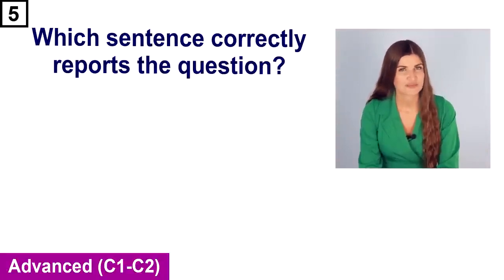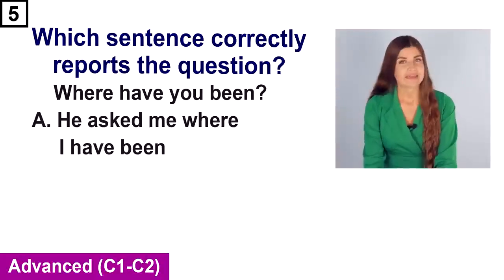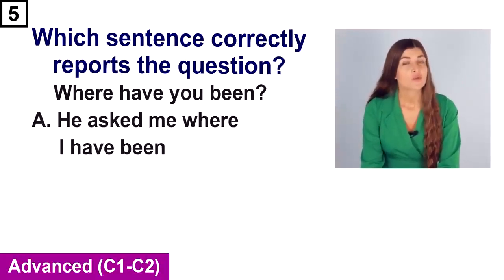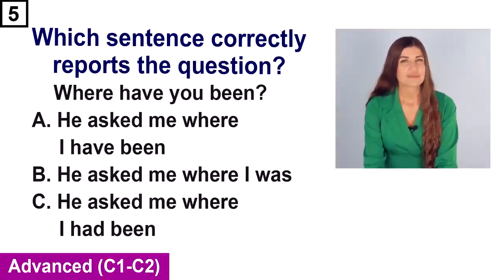The next question. Which sentence correctly reports the question? Where have you been? A. He asked me where I have been. B. He asked me where I was. C. He asked me where I had been.